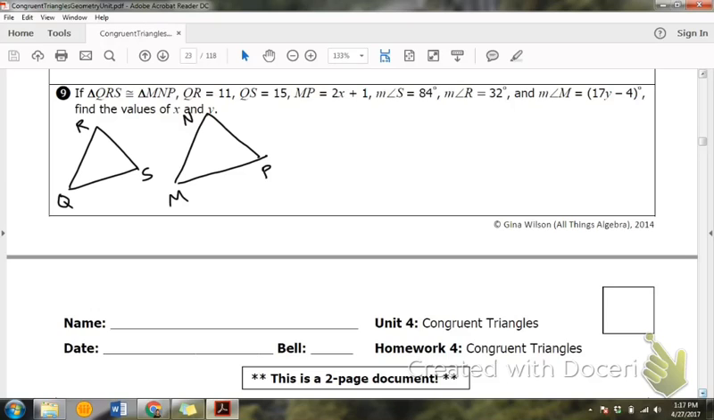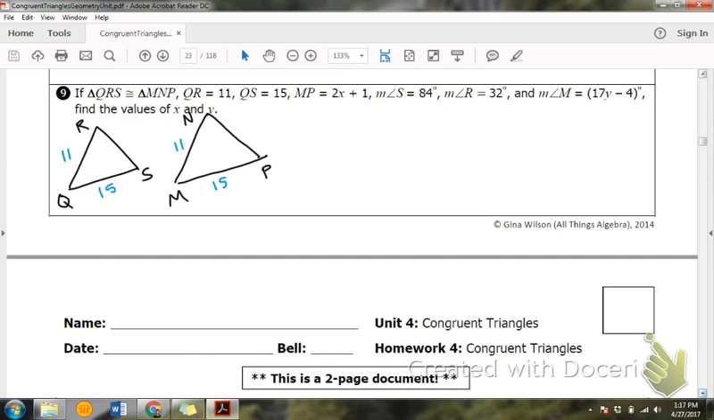Now we're going to go ahead and label what we know. QR, let's do this carefully and together. QR is 11, so what else is 11? No, it doesn't tell me that they're congruent in the same triangle, but I know that MN is 11. I don't know that it's isosceles. QS is 15. So what else is 15? MP, right? And we can use our congruency statement at the top. M and S goes with M and P. So that's 15.